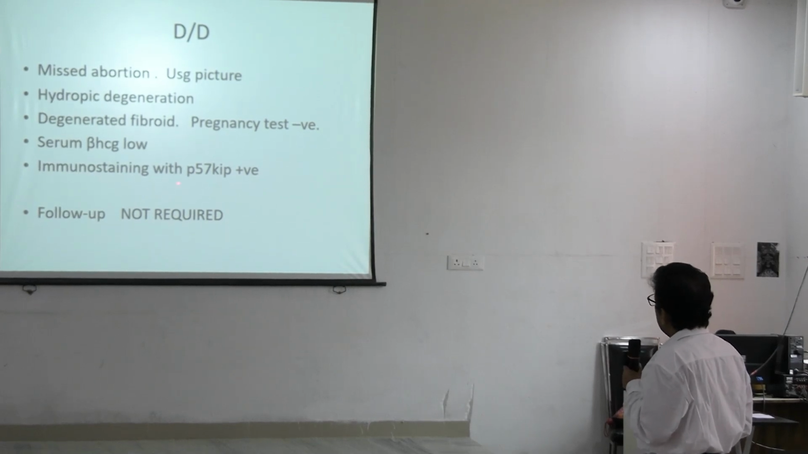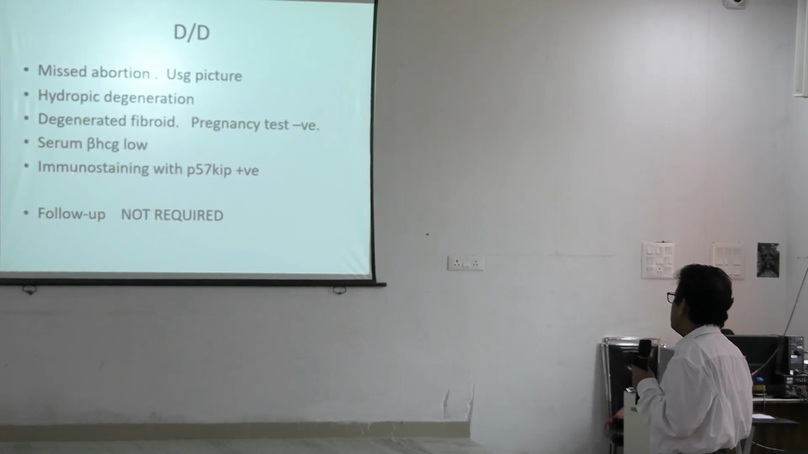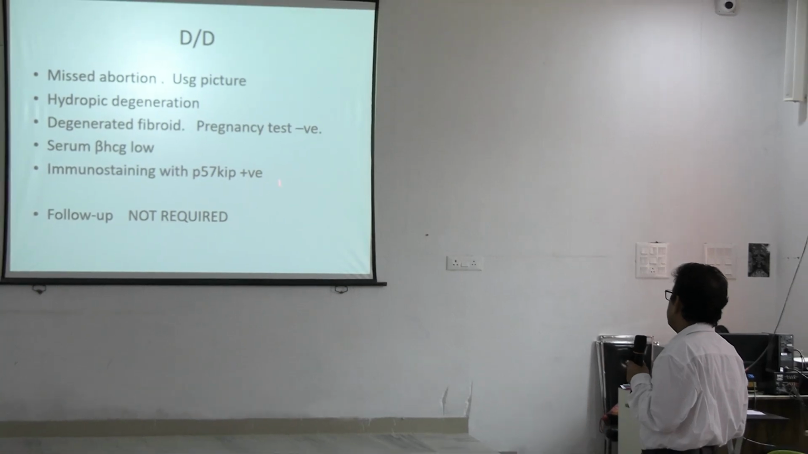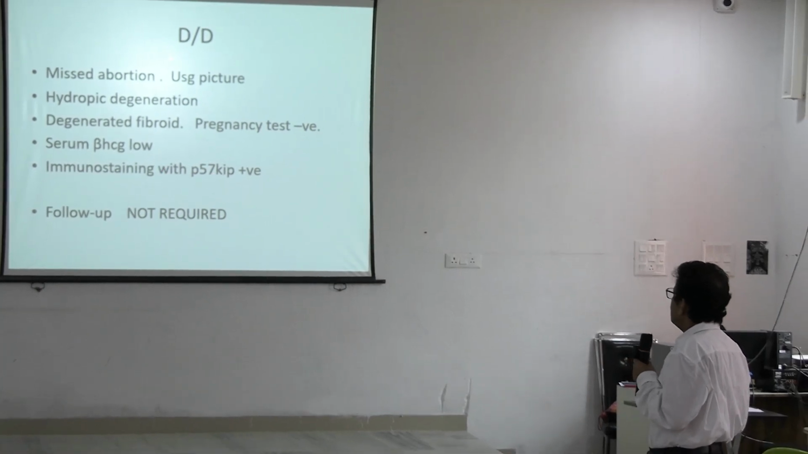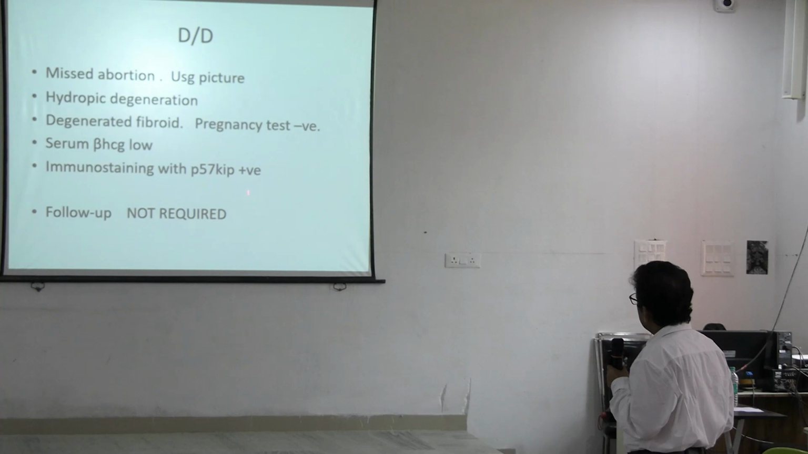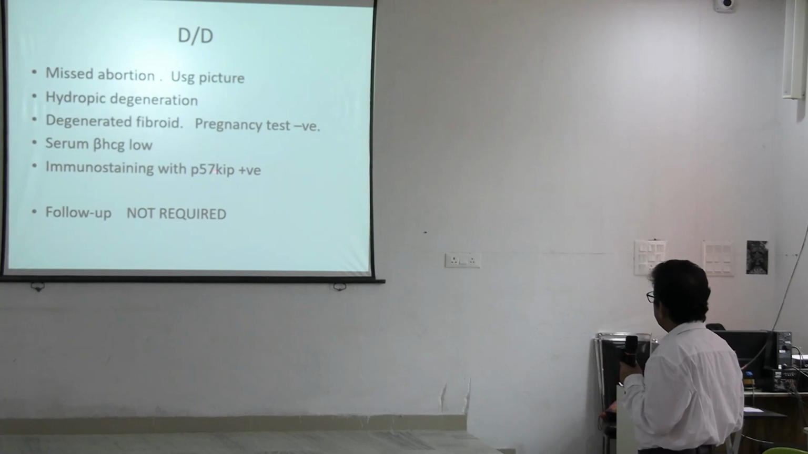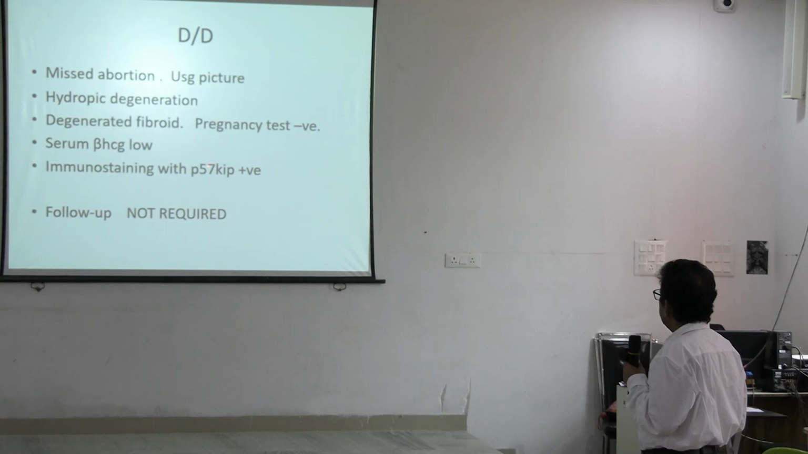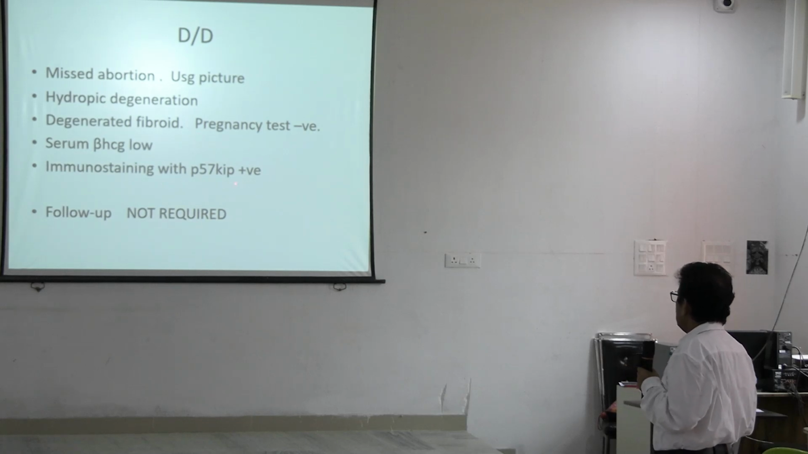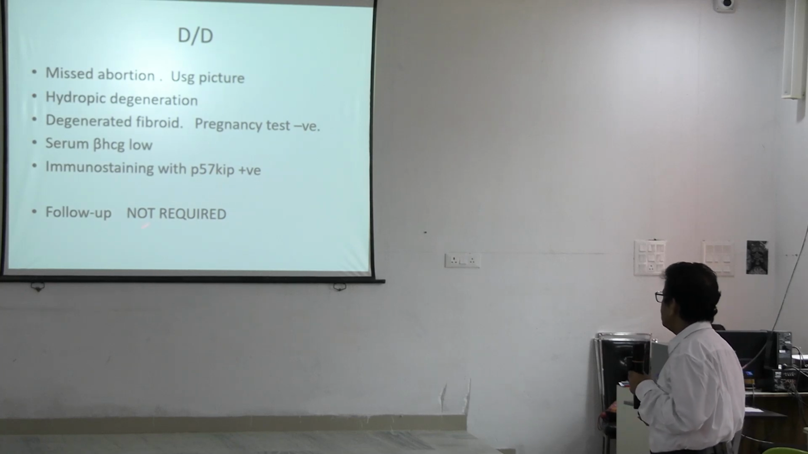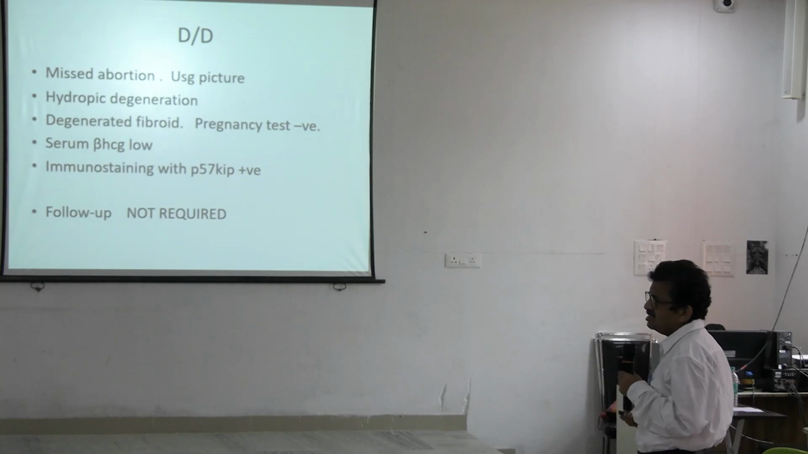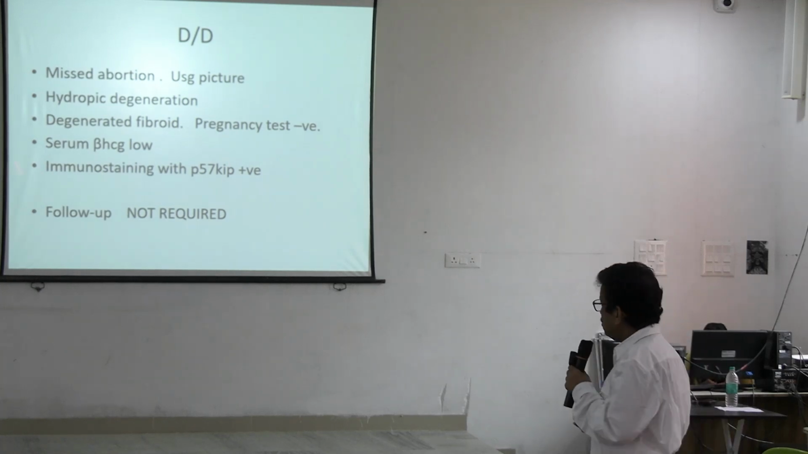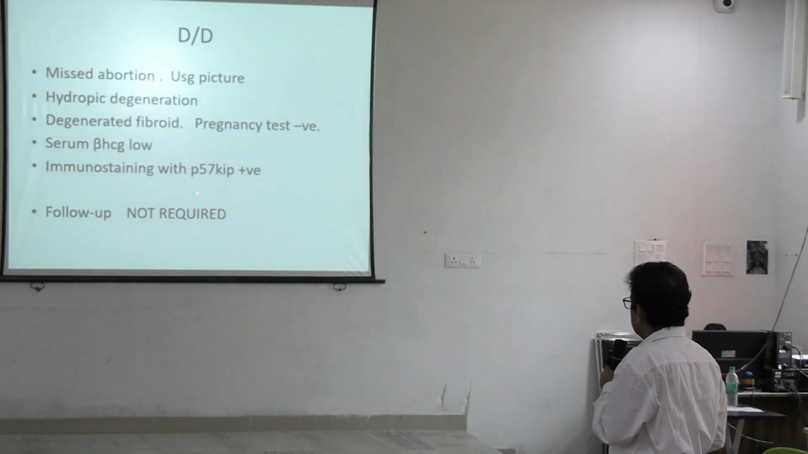That is a nucleoprotein derived from the paternal side expressed in presence of maternal gene. So if it is a complete mole, it will be negative. But in case of partial mole, it will be positive. So if it is P57KIP positive, it means it is a partial mole, so chance of malignancy is very, very less. So follow-up is not required.